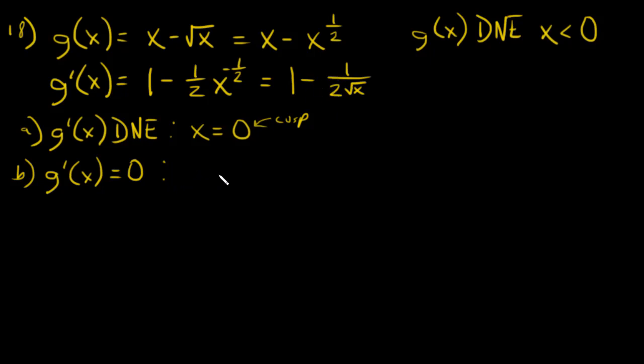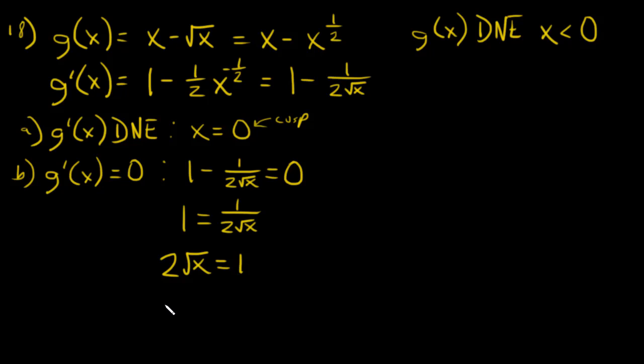All I have to do is set the derivative equal to 0 and solve. So 1 minus 1 over 2 root x equals 0. Okay, that's going to be 1 equals 1 over 2 root x. I'm now going to cross multiply. When I do that, I'm going to wind up with 2 root x equal to 1, root x equal to 1/2, x equals 1/4. I'm squaring both sides. Okay, so that is one of the critical numbers.